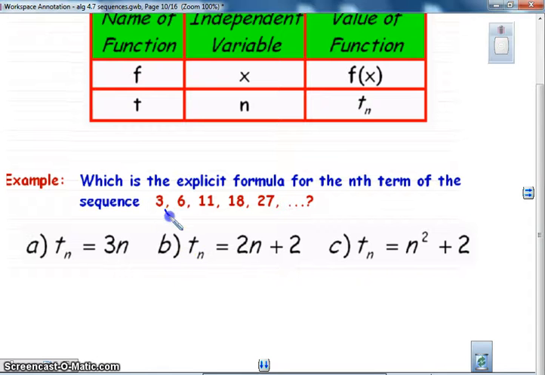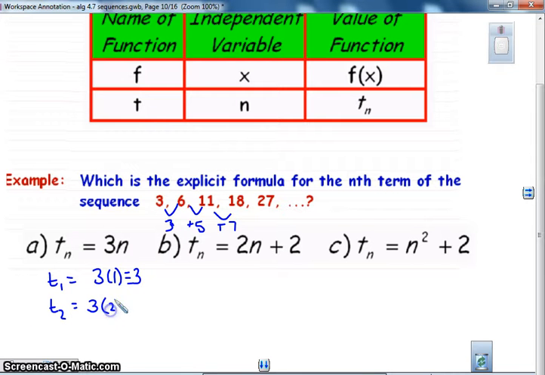We can see that for this first one, if we're looking at a common difference, it's 3. The next one has a common difference where we're adding 5 and adding 7, so the pattern isn't right away standing out to us. If we look at the first term, does it work for this first one? We're going to substitute in 1, and it does work. The first term is 3. How about the second term? Can we take 3 times 2 to get our second term? Yes, it works for that too.